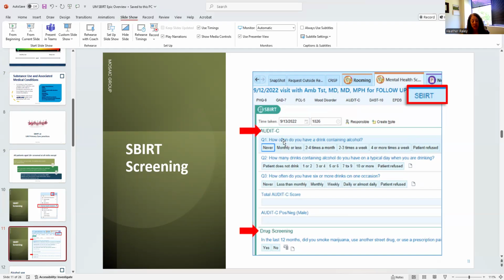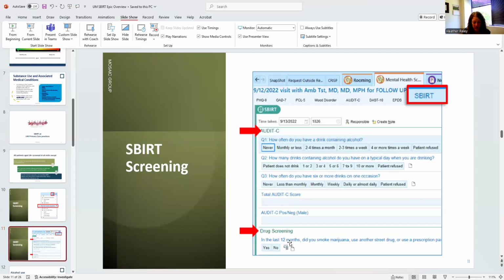So asking the patient, how often do you have a drink containing alcohol? If the answer is anything other than never, then you would continue with questions 2 and 3. How many drinks containing alcohol have you had in a typical day when you're drinking? And how often have you had 6 or more drinks on one occasion? That will auto-generate a score. If the patient is male, a positive screen is a 4 or above. If the patient is female, a positive screen is 3 or above.